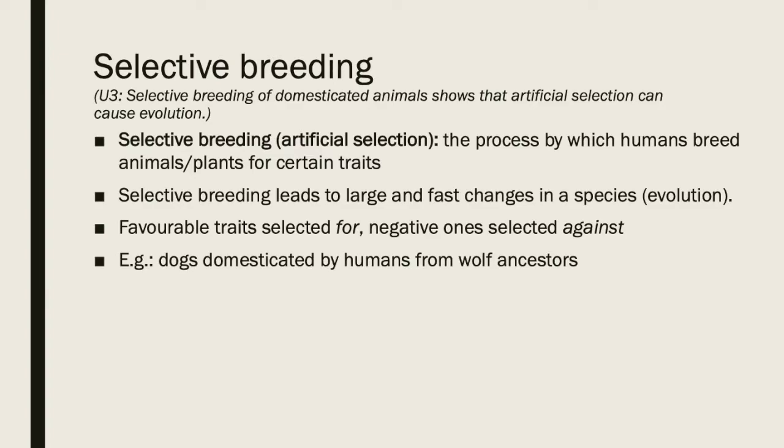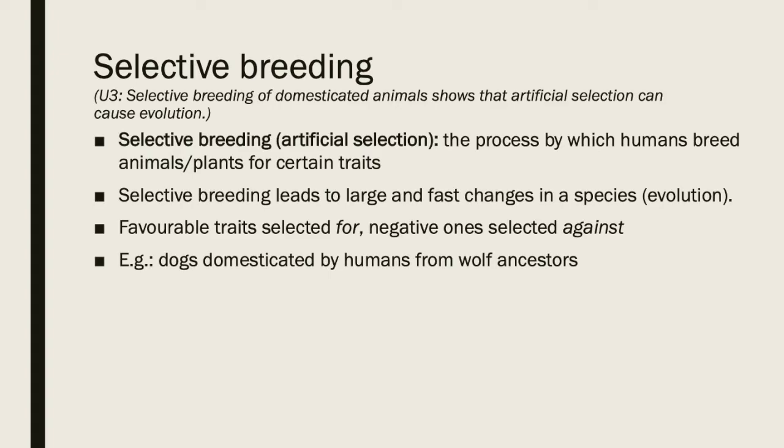So selective breeding. Selective breeding is also known as artificial selection, and it is a process by which humans breed animals or plants for certain traits. There are two main ways that this is carried out. Selective breeding may be done in order to pick desirable traits. So what happens is humans pick traits which they think are favorable in certain species, and they breed plants with those traits in order to produce more offspring with those characteristics. So this is selecting for. Favorable traits are selected for.